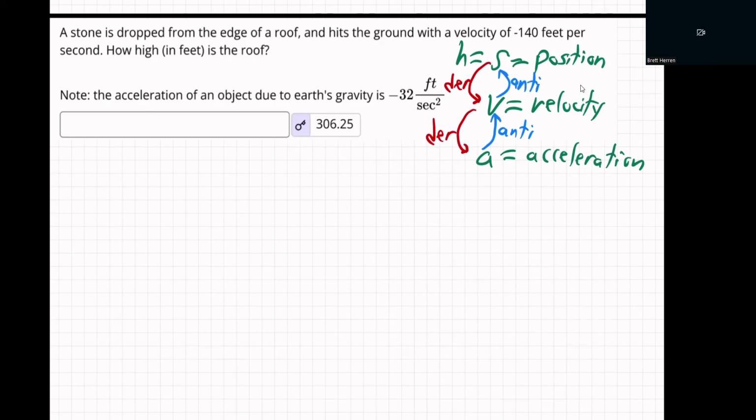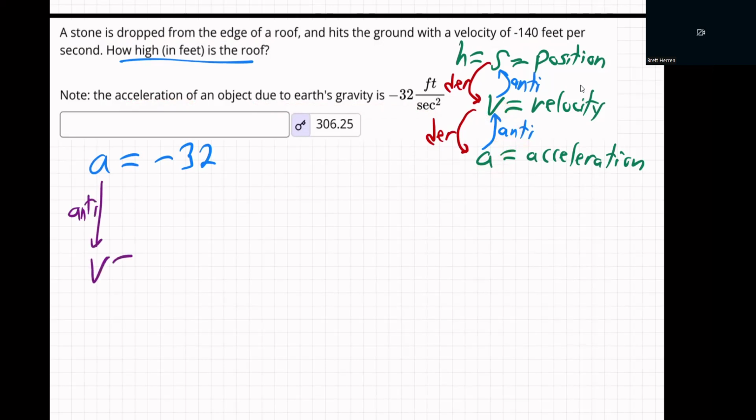Okay, so what are they giving us? A stone is dropped from the edge of a roof and hits the ground with a velocity of negative 140 feet per second. How high in feet is the roof? Let's start with the acceleration, which is negative 32. We're at acceleration right now and we want to go back to velocity, so we have to do the antiderivative.